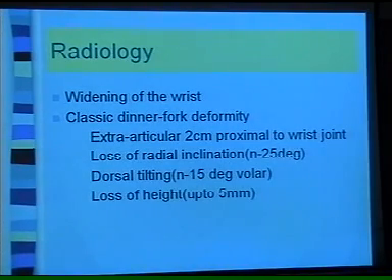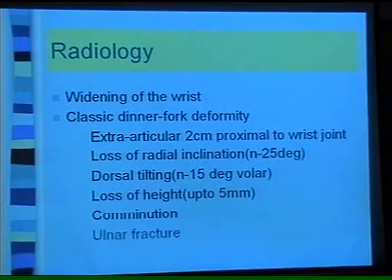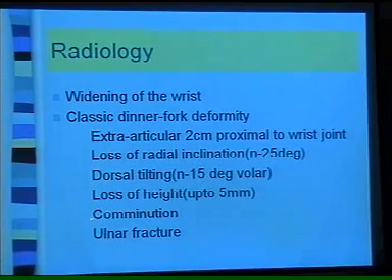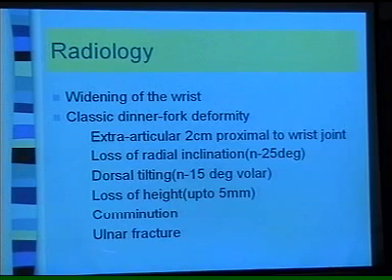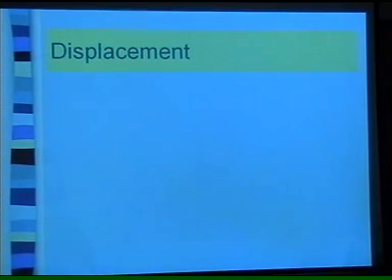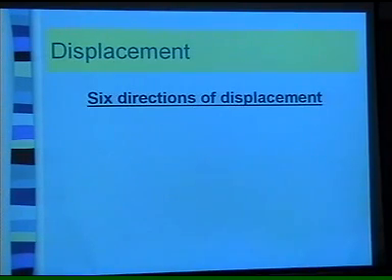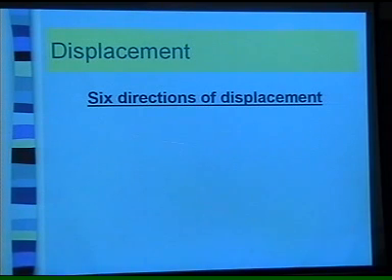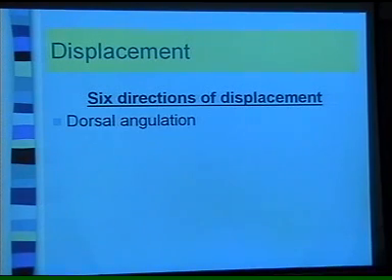There's loss of height up to 5 millimeters. It shortens, and there is comminution. That means there is more than one fragment, and there could be an ulnar fracture with it. Now the displacement is very complicated in this distal radial fracture. Why do we describe it like that? Because when we want to reduce it, we have to reverse all the movements.